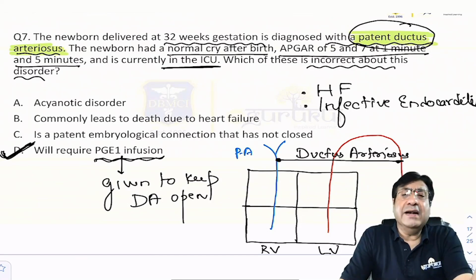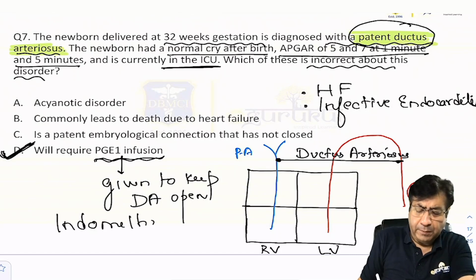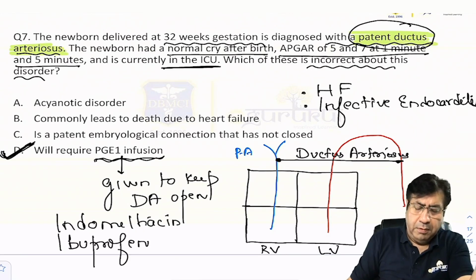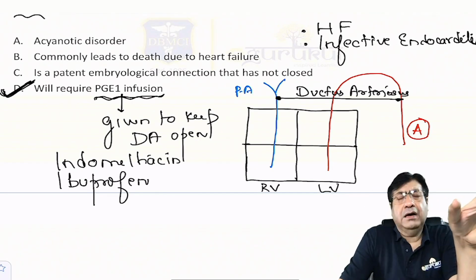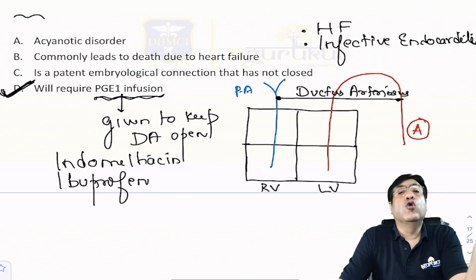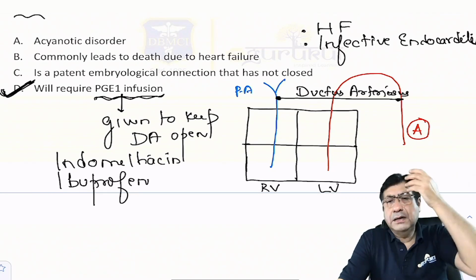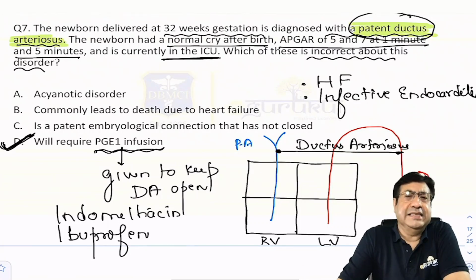What would be required in a patent ductus arteriosus is a prostaglandin inhibitor to close the ductus arteriosus medically, such as indomethacin, such as ibuprofen. So these are drugs which are approved for medical closure of the ductus arteriosus, especially in preterms. So prostaglandin E1 will not be helpful in this case. It will not close the ductus arteriosus. You will give drugs such as indomethacin or ibuprofen to close the ductus arteriosus. So here, since he's asking which of these is an incorrect statement, D is an incorrect statement.